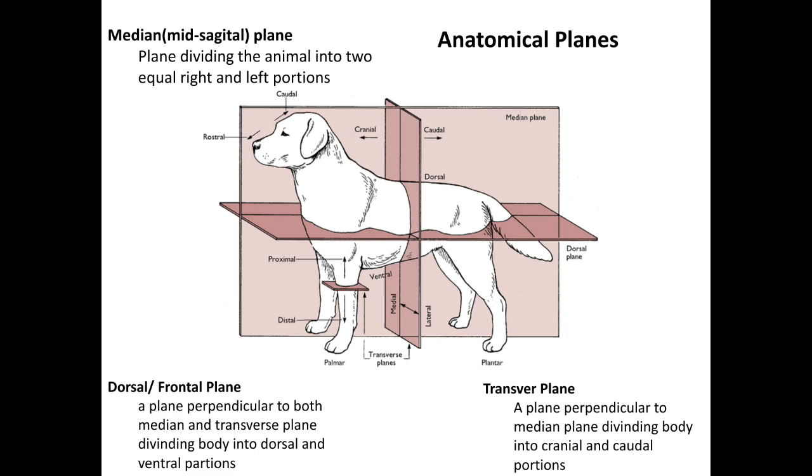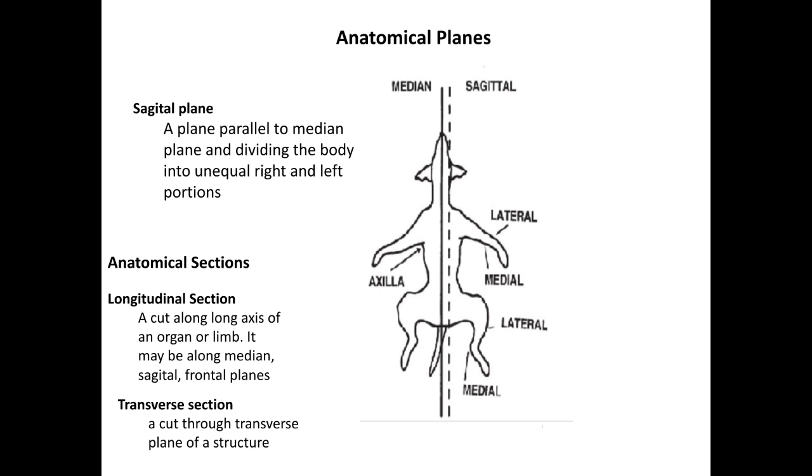Some anatomical planes. The mid-sagittal or median plane, which refers to an imaginary rectangular object which divides the body of an individual along the longitudinal plane into equal right and left portions. The dorsal or frontal plane, which is perpendicular to the median and transverse planes and divides the body into dorsal and ventral parts. The transverse plane, which is perpendicular to the median plane, dividing the body into cranial and caudal portions. The sagittal plane, which is parallel to the median plane and divides the body into unequal right and left portions.